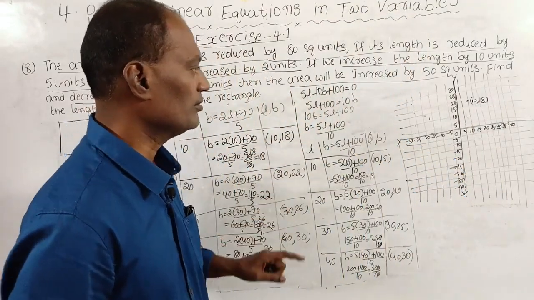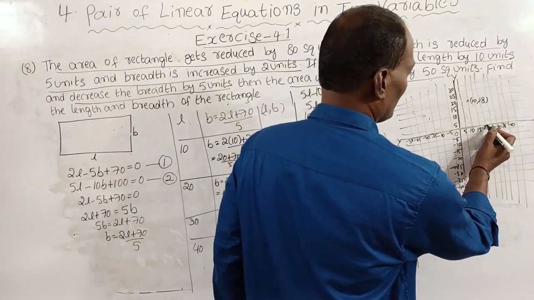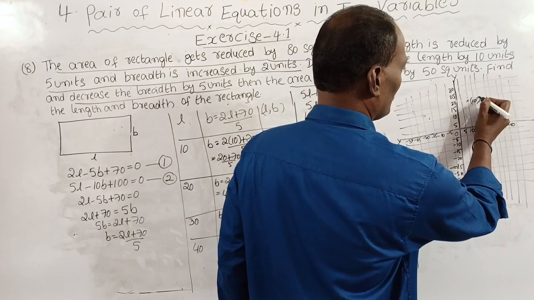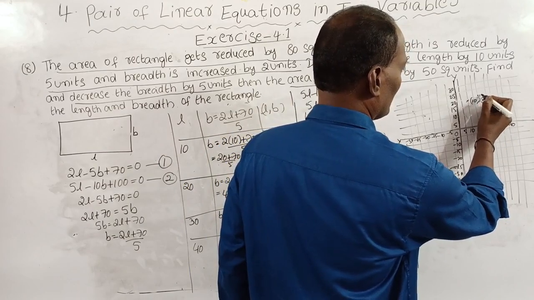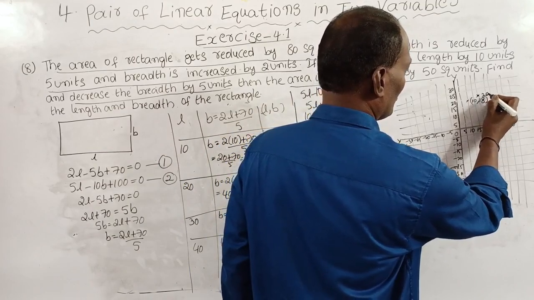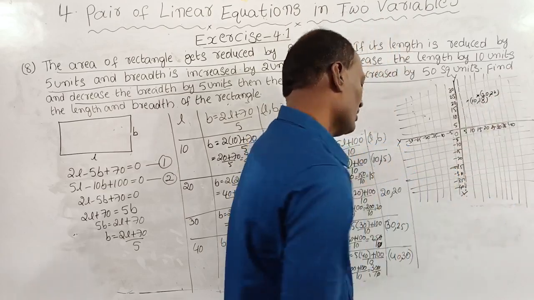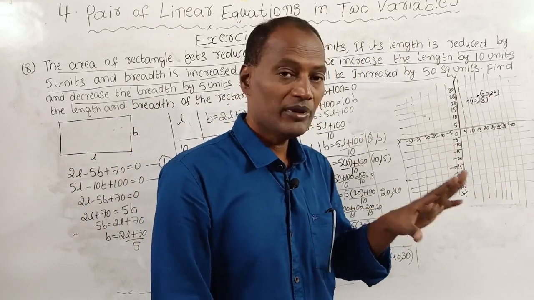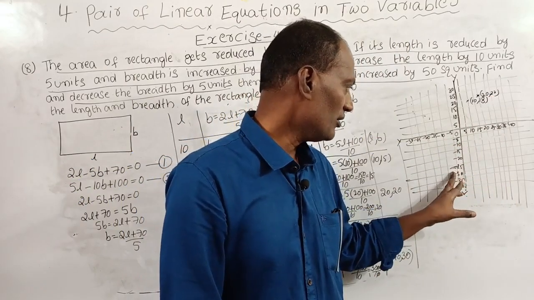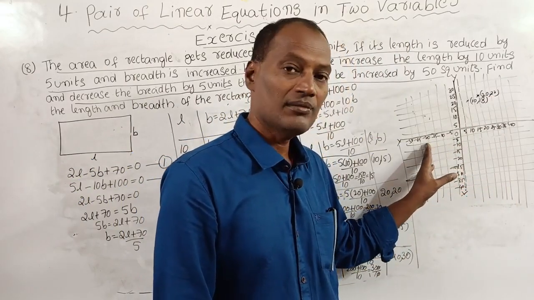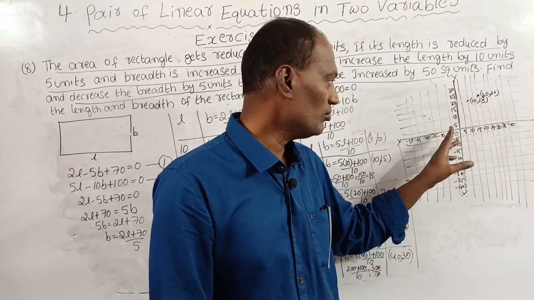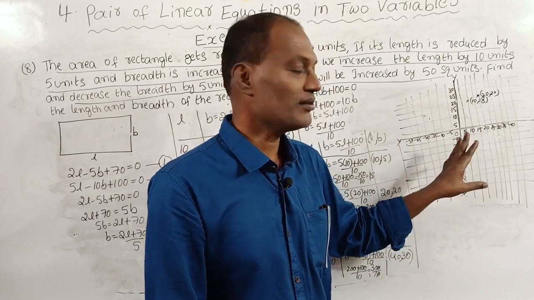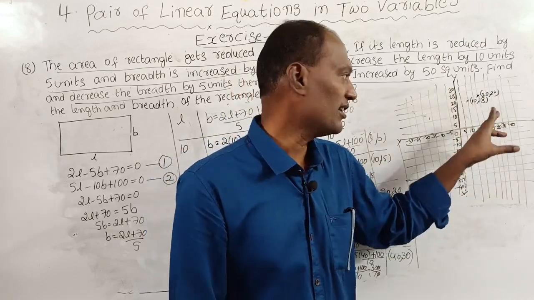Next 20, 22. Here 20. After 20 you can go here, 20, 22. Don't go to the downside, because you have to remember that in the downside these are negative numbers. In the left side also there are numbers, but those are negative numbers. Don't put plus 20 instead of minus 20. So be careful while plotting the points.